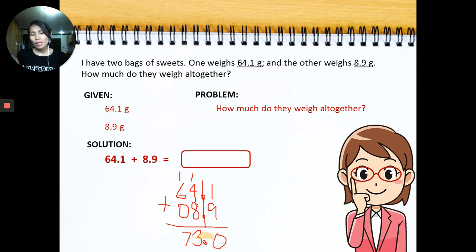Remember, as I've said, after the decimal point, if the number is 0, you can just remove it. And if there's no number after the decimal point, then you can just remove the decimal point. You can just write there 73 grams. Grams is the given, so you should also use gram in your answer.